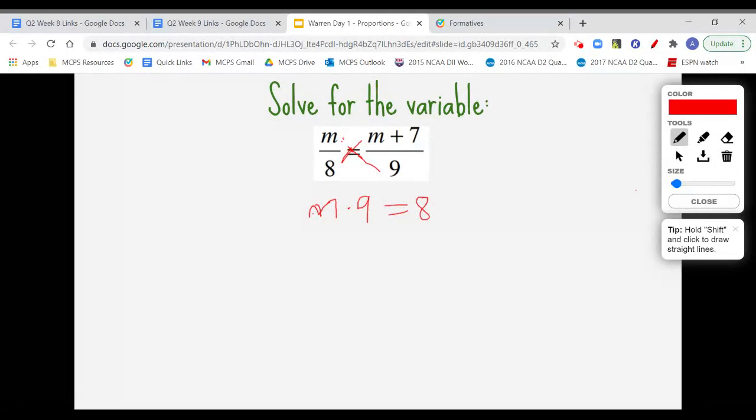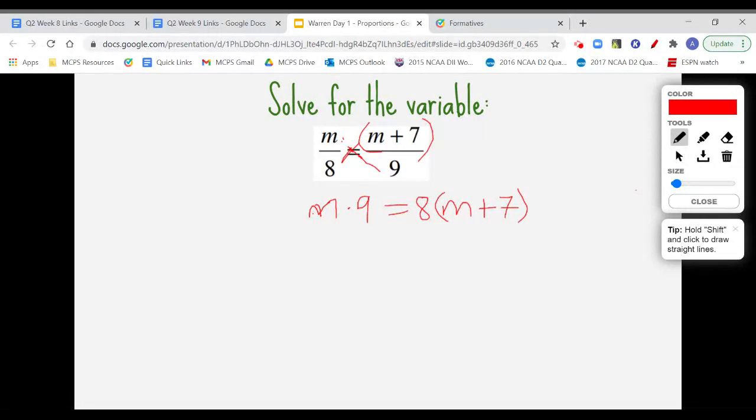Now when I multiply these, I need to be very, very careful to put m plus 7 into parentheses. So when I say you're multiplying the terms across from each other, I need to multiply that entire quantity times 8. If I don't put these parentheses here, then I would only be multiplying 8 times m, and that is incorrect. So anytime you see more than one term in either a numerator or a denominator, you should know immediately that's going to have to go into parentheses.